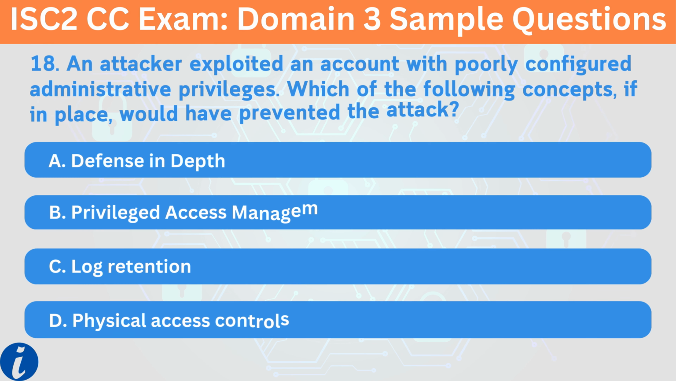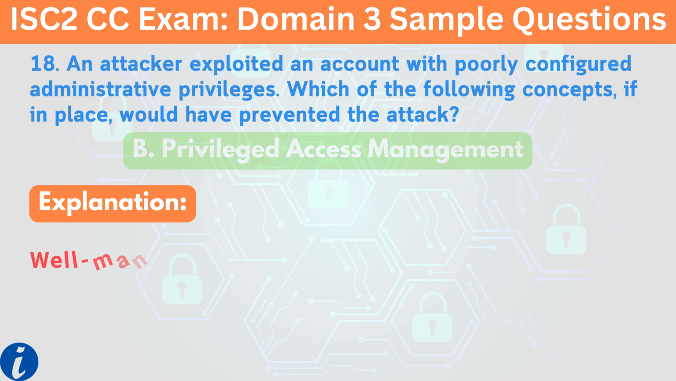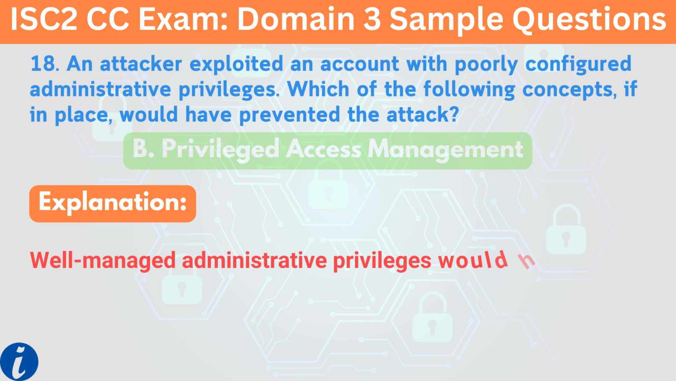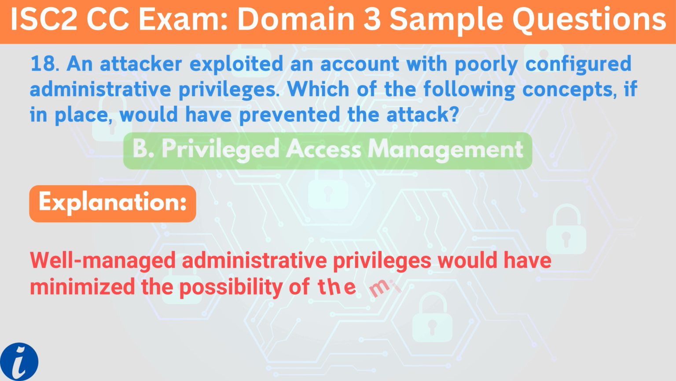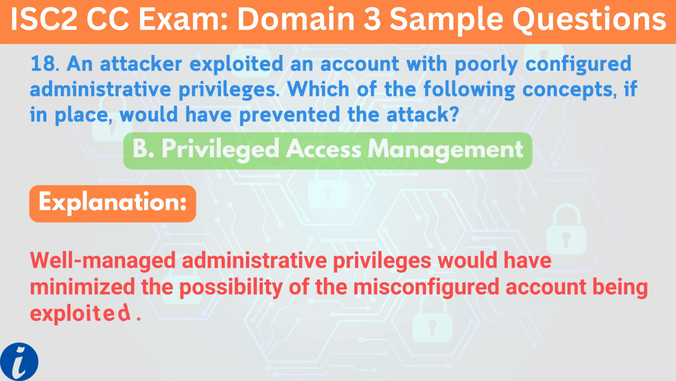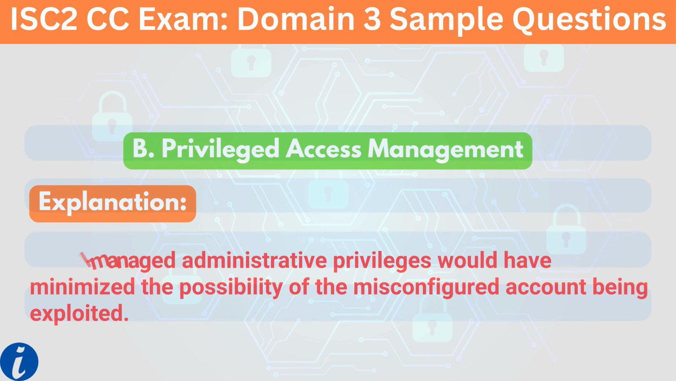18. An attacker exploited an account with poorly configured administrative privileges. Which of the following concepts, if in place, would have prevented the attack? A. Defense in depth. B. Privileged access management. C. Log retention. D. Physical access controls. The correct answer is B. Privileged access management. Explanation. Well-managed administrative privileges would have minimized the possibility of the misconfigured account being exploited.